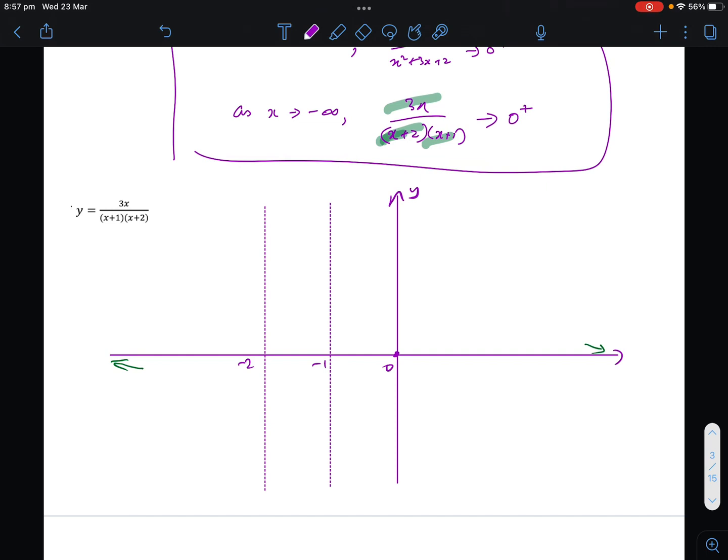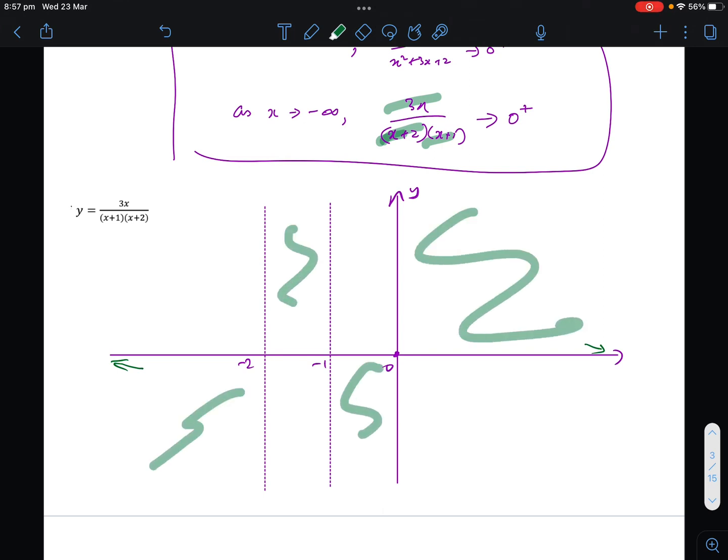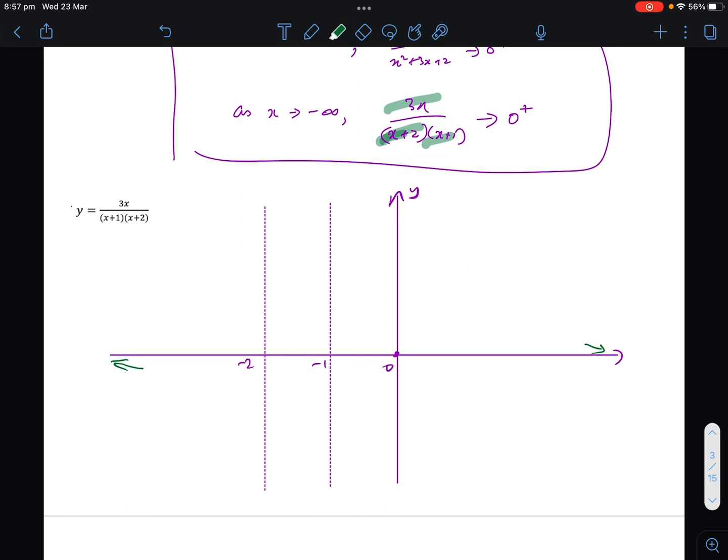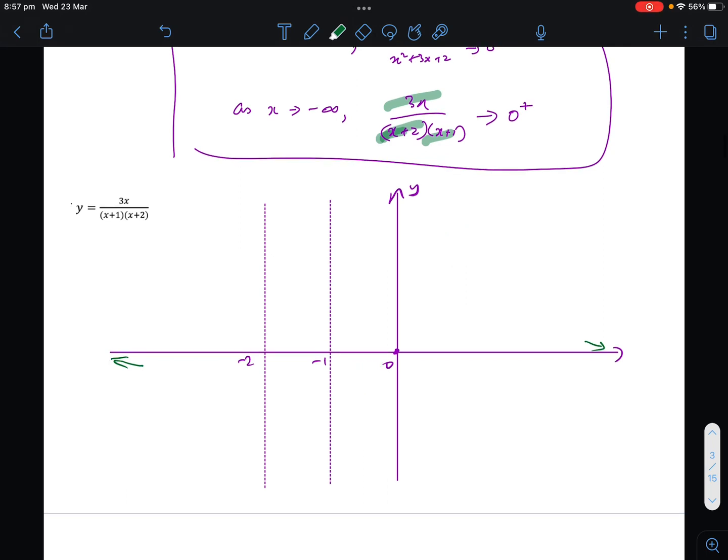All 3 are positive, then it's going to be negative in this region. So it's going to be up here, then down here, then up here, then down here, basically, is the nature of that. So how does that actually work? Well, I'm going to sketch it in green.